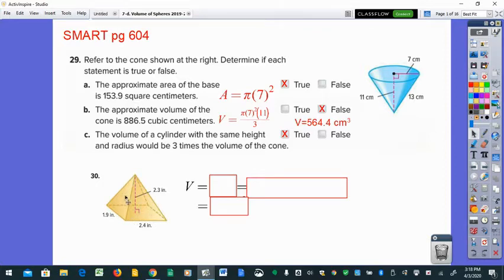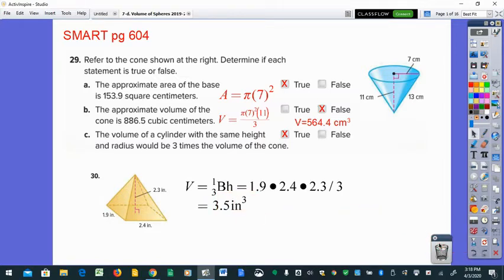Okay, to go to the pyramid, you're going to notice a similarity here. We're going to find the area of the base, but this time the base isn't a circle, it's a rectangle. We're going to multiply it by the height, just like we did up here, and we're going to divide it by 3, just like we did there. So it's the base area times the height, divided by 3. By the way, dividing by 3 and multiplying by 1/3 are the same math operation. So here is our formula. We're going to take the 1.9 times the 2.4, that's your base area. We're going to multiply it by 2.3, that's your height. If you stopped there, you'd have a rectangular prism, but you're going to divide it by 3 to get the pyramid, and it should be about 3.5 inches cubed.